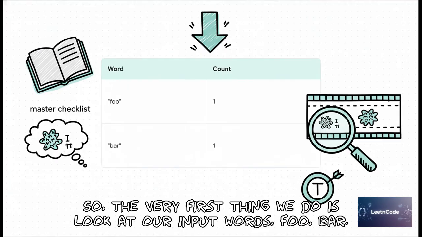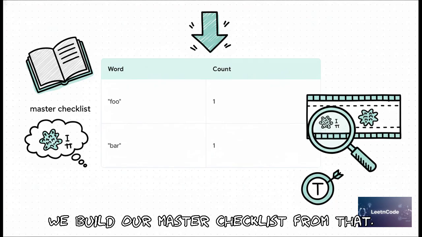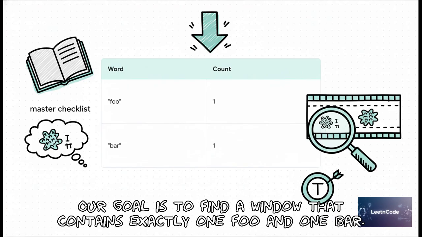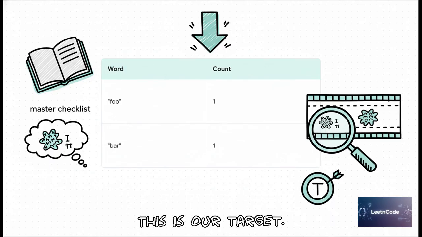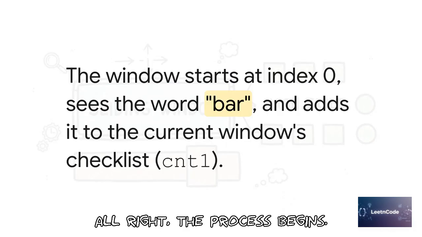So, the very first thing we do is look at our input words, foo, bar. We build our master checklist from that. It's simple. Our goal is to find a window that contains exactly one foo and one bar. This is our target.